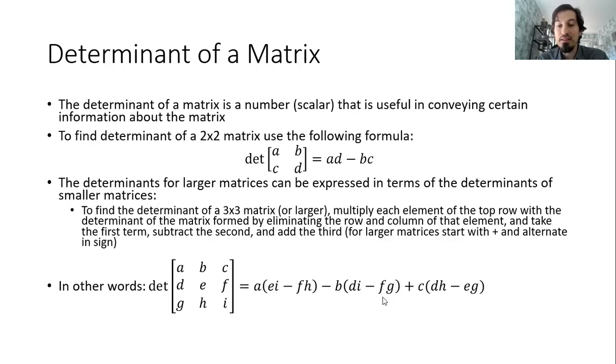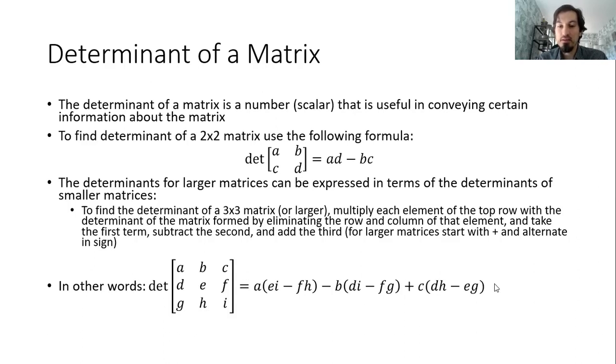DI minus FG. That's the determinant you get if, like Colin said, you drew a line through this column and a line through this row, you'd be left with the matrix DFGI. And the determinant of that, you can use this formula up here, or just think of it as diagonal DI minus FG. That's where this comes from. And then the last term, we alternate in sign again. It was positive A, minus B, positive C. Cross out this row, cross out this column. You're left with the matrix DEGH, and the determinant of that is D times H minus E times G.